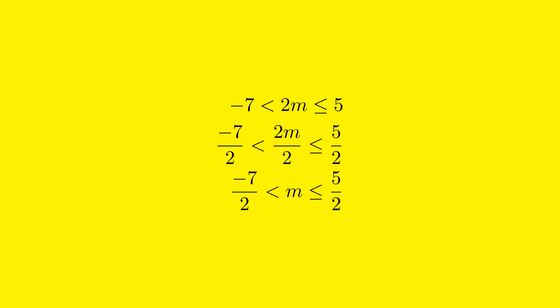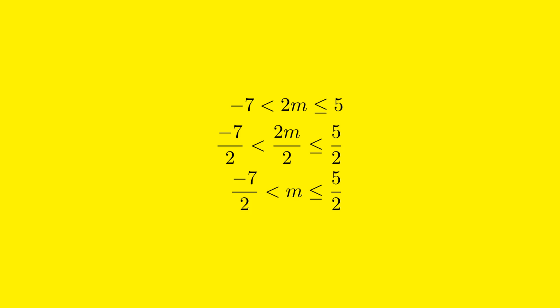Simplifying these divisions, we get -7 divided by 2 is -7/2. 2m divided by 2 is simply m. And 5 divided by 2 is 5/2. Therefore, the inequality now reads -7/2 < m ≤ 5/2. We have now completely isolated m in the middle part of the inequality.